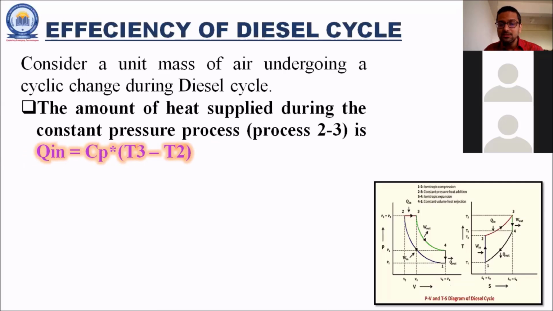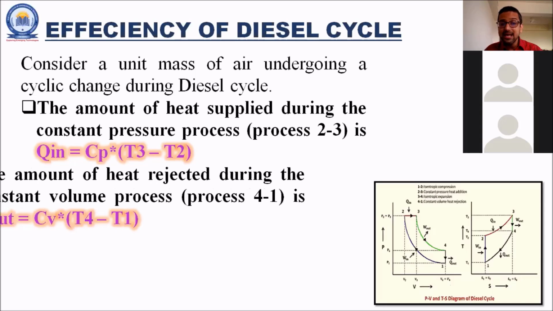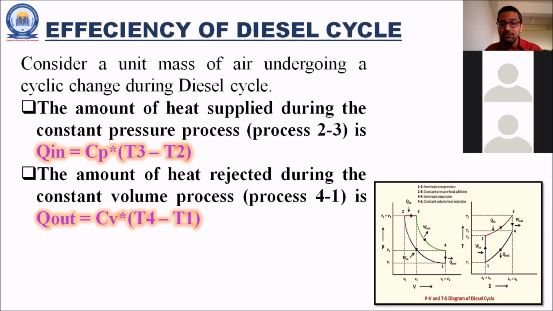Now the amount of heat supplied during the constant pressure process, that is process 2-3, is given as Q in is equal to Cp (T3 minus T2). And now the amount of heat rejected during the constant volume process, that is process 4-1, is Q out, that is Cv (T4 minus T1). Is it clear to all the students?